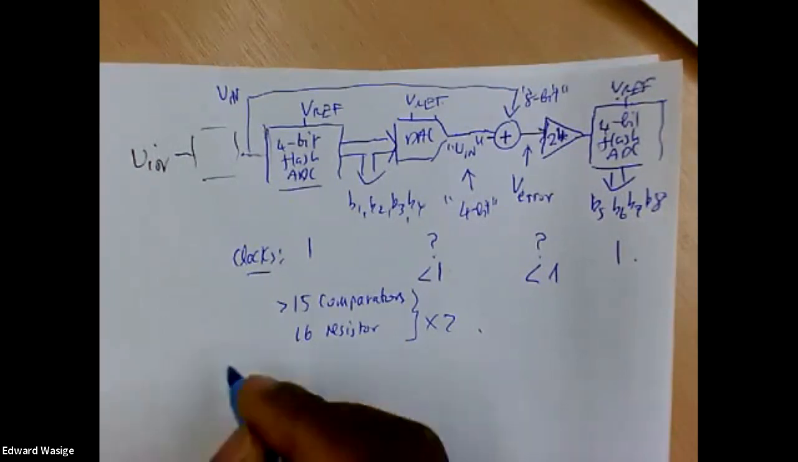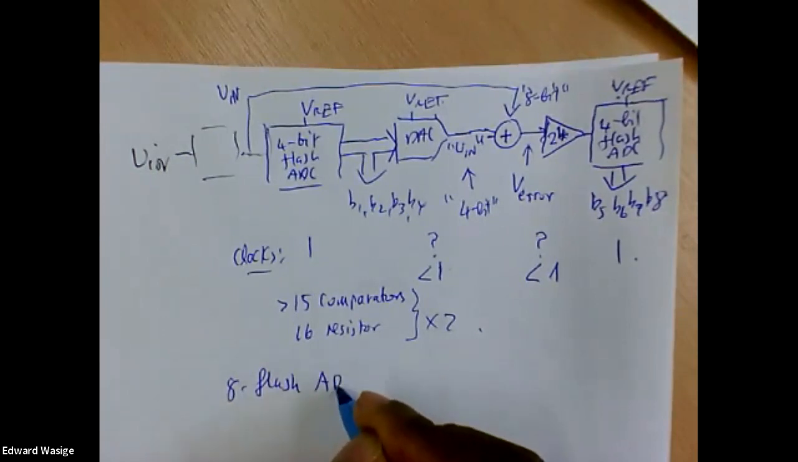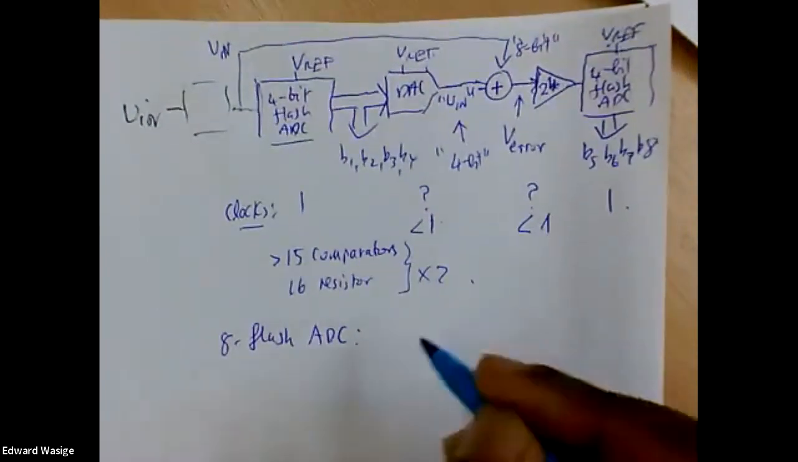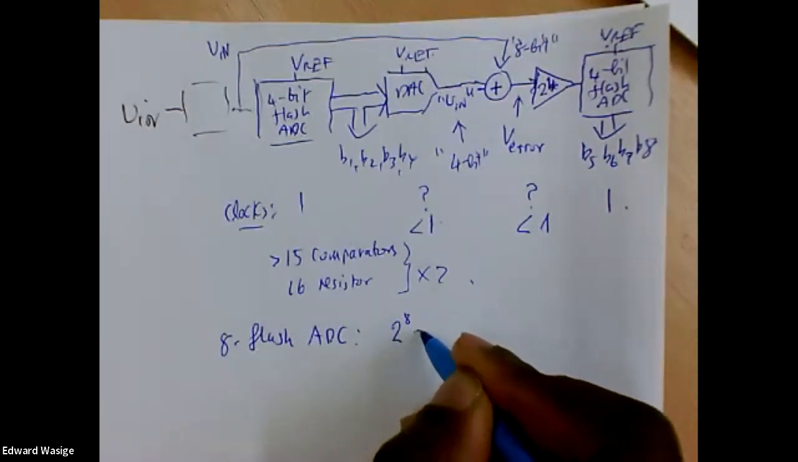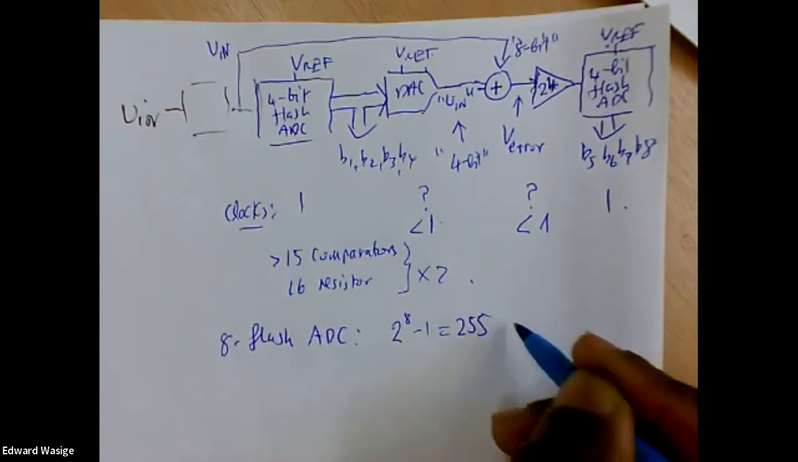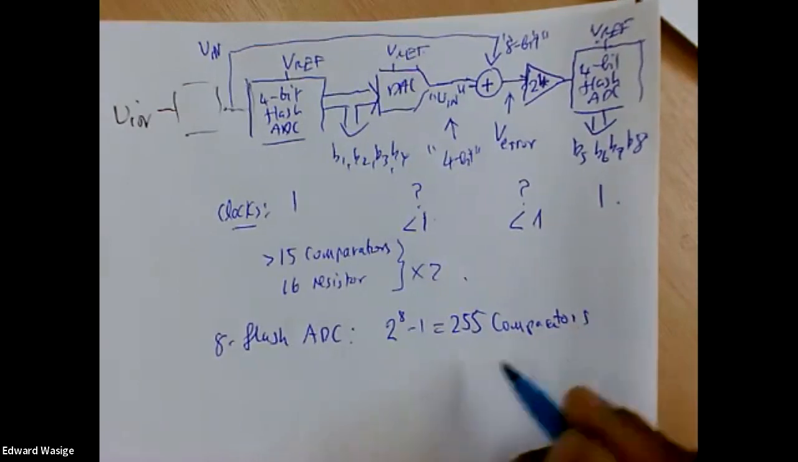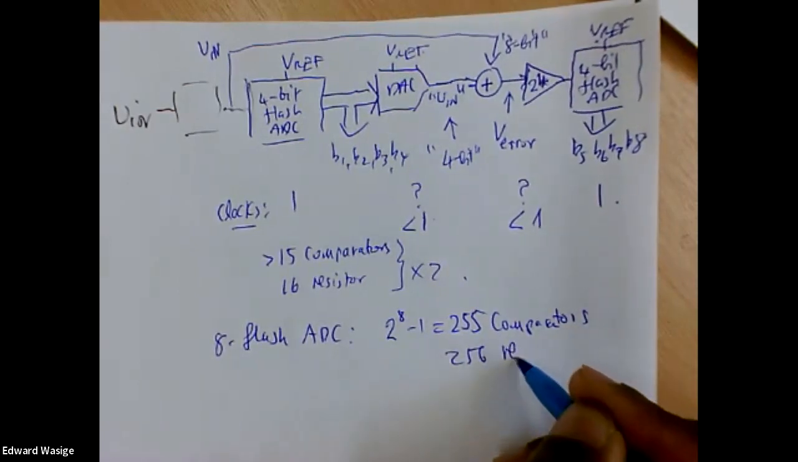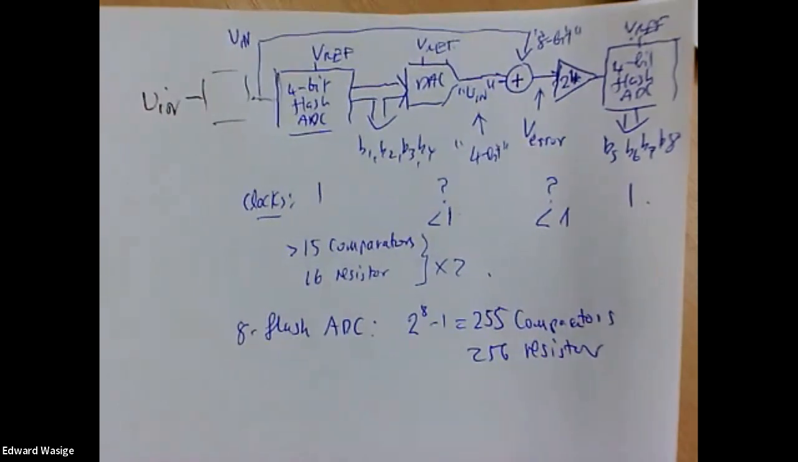But if you compare to an 8-bit flash ADC, if you did this just with an 8-bit flash ADC, it will require 2 to the power 8 minus 1, which is 255 comparators. And it will require 256 resistors. So it's a much bigger circuit if you compare it with a flash ADC.